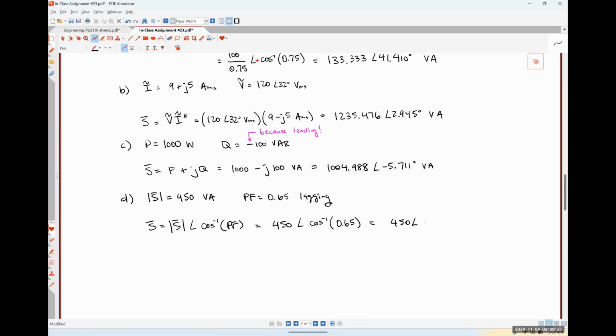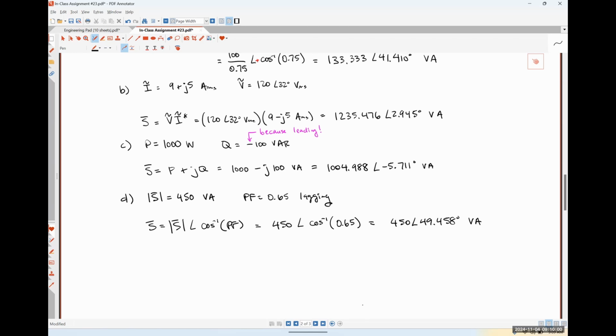450 angle 49.458 degrees volt amperes. Should that phase angle be positive or negative? Positive. Why? Because it's lagging. Absolutely right. Okay. Good job.